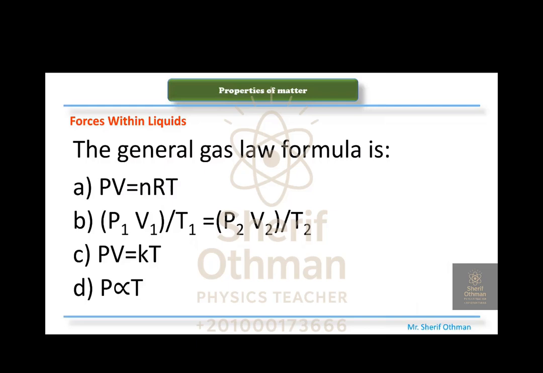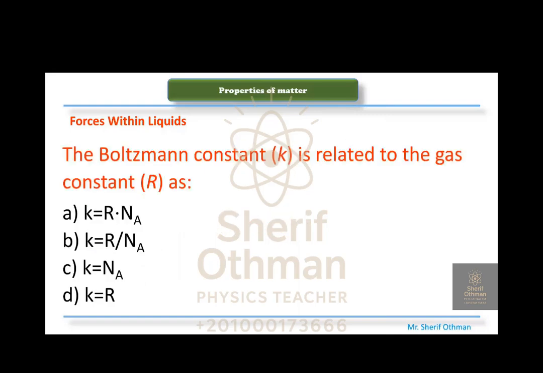So, guys, the general gas laws formula is V1 over T1 equals V2 over T2. The Boltzmann constant k is related to the gas constant as k equals R divided by Avogadro's number.